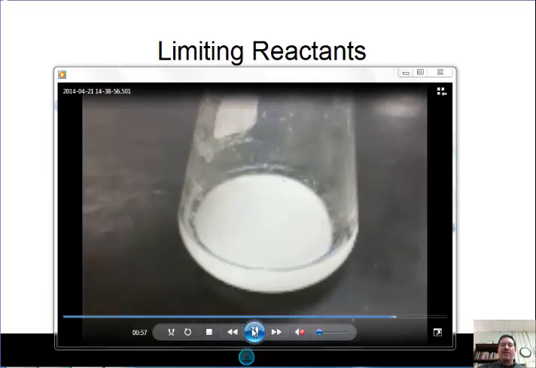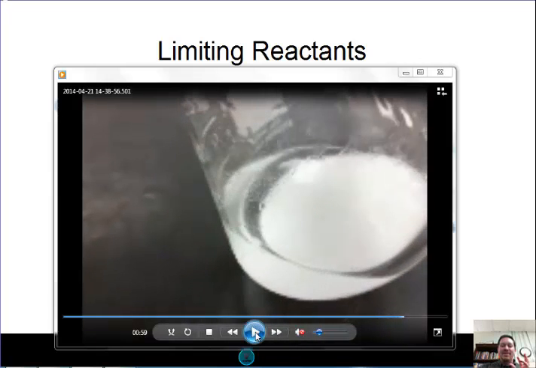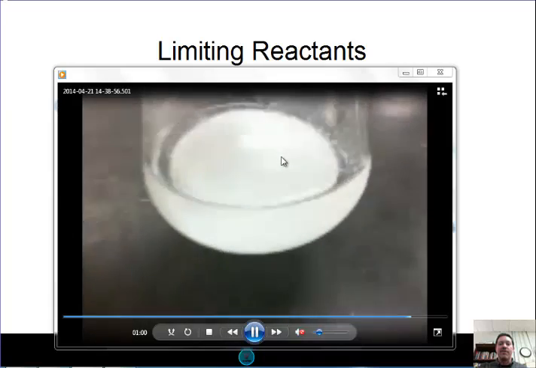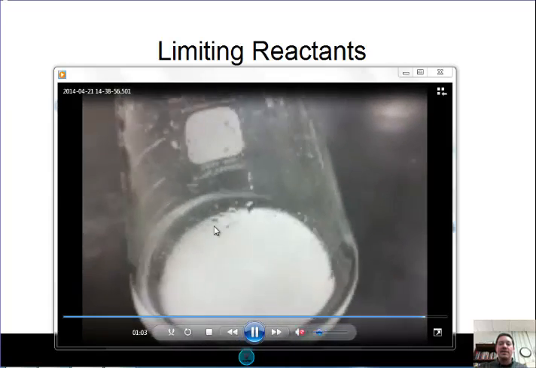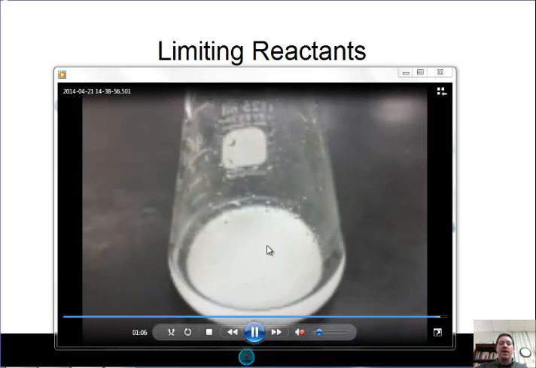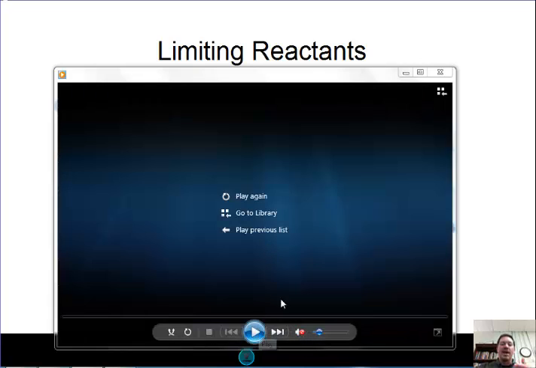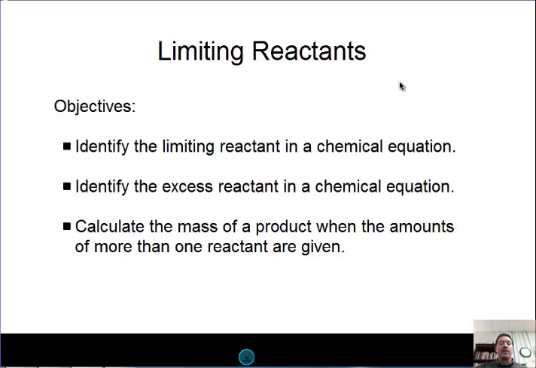Now, instead of waiting for the solution to settle down, I previously did this reaction, and there's a clear solution here. This is mostly water now because I've taken the time and swirled the vinegar and caused it to react with more of the baking soda. But we can see that there's still baking soda left over in this Erlenmeyer flask. Because the baking soda is left over, I'm going to say that the baking soda is in excess, and the vinegar then was my limiting reactant.